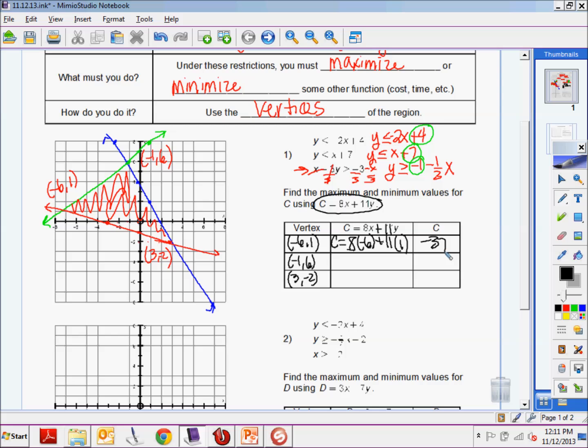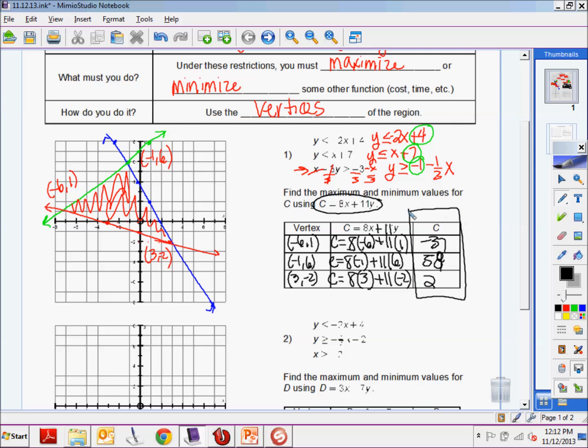Okay? Same thing here. Find C. I'm going to plug it in. I'm going to get 8 times -1 plus 11 times 6. I get what? 58. I got 58. It is 58. And the last one is 8 times 3 plus 11 times -2, and I get 2. This is what I look at.